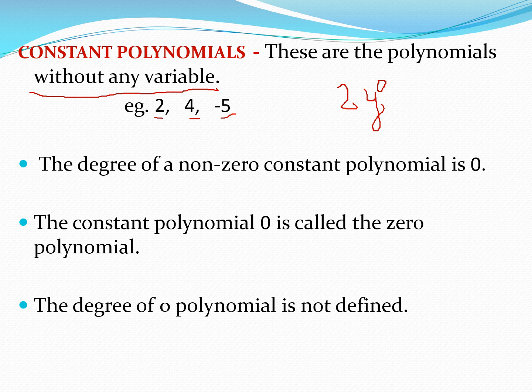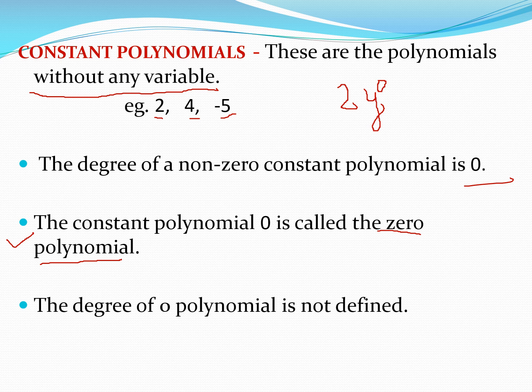And if I want to find out the degree of this constant polynomial, I have to see the value of the exponent or the highest value of the exponent. Now here only one variable and its exponent value is 0. That means the degree of this polynomial is 0. So in general we can say the degree of a non-zero constant polynomial is 0. The constant polynomial 0 is called the zero polynomial.